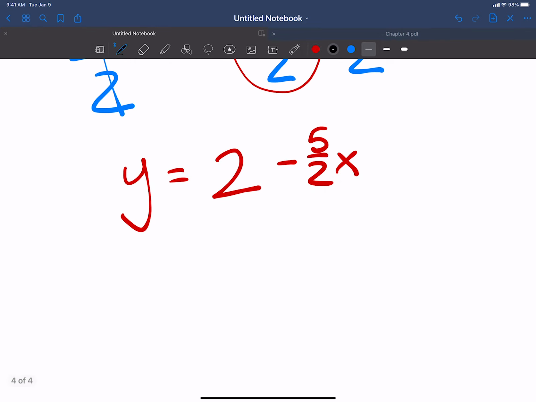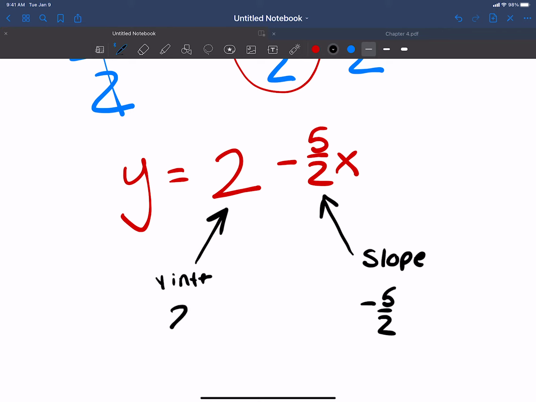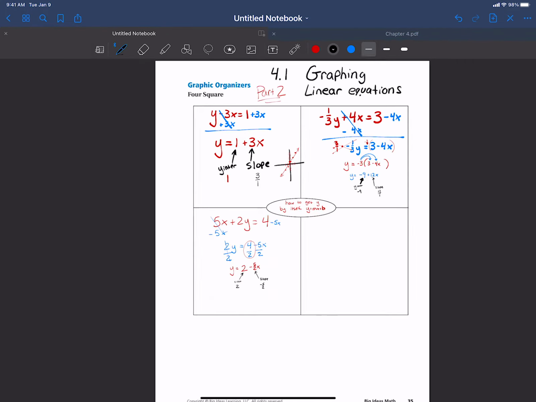Now let's review. Who is who? This is my slope. The slope is negative 5/2. This is my y-intercept. It is 2. Okay? Last problem.